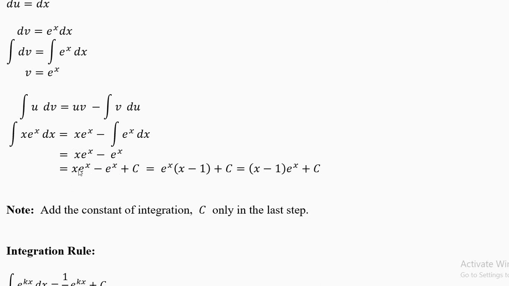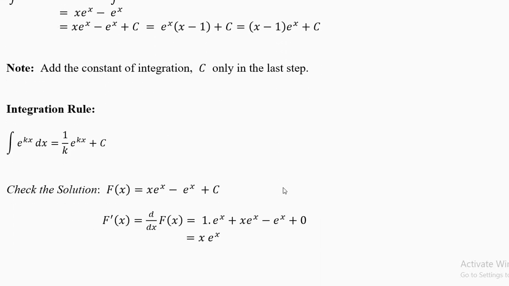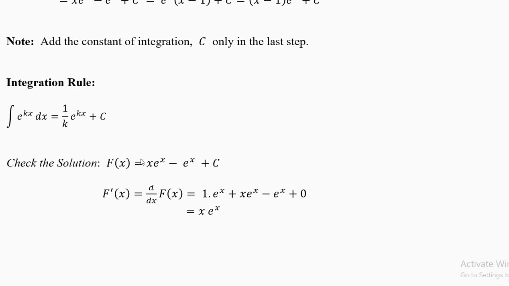But e power x is coming in both the sub expressions. So factorize it. You'll get e power x into x minus 1. We normally write this bracket on the left, x minus 1 into exponential x plus c. This is your answer. Now once you get the answer, you have to differentiate it.